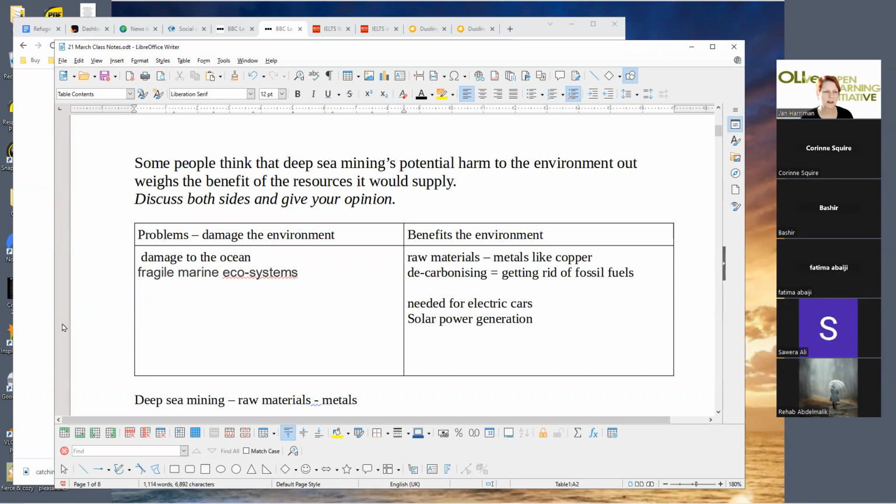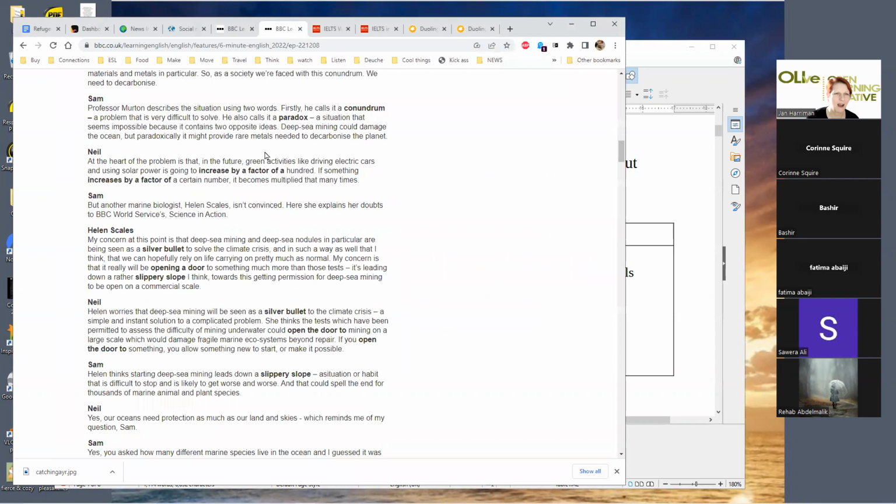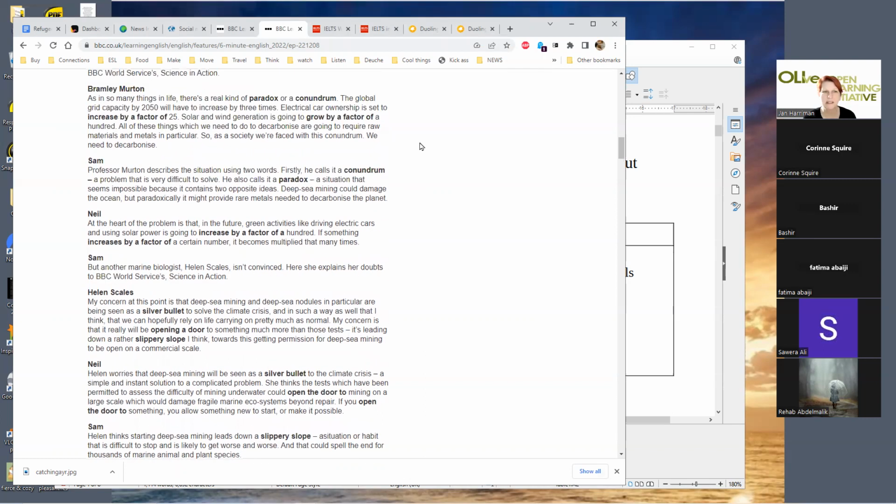So the article was talking about one person who thinks that Professor Merton identifies the paradox, right? The conundrum, the problem that's difficult to solve, because we need the minerals, but we don't want to destroy the environment. And Helen Scales is concerned that once this is begun to be exploited, it will be too profitable to stop. That's why she describes it as a slippery slope. So that once people can see that, oh, we can get minerals for money off of the ocean floor, then they will do it more and more and more, and it will destroy the deep ocean environment.